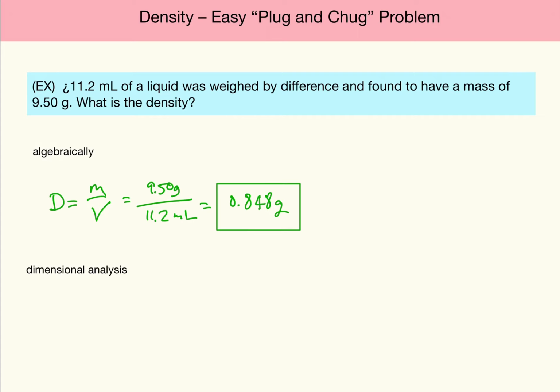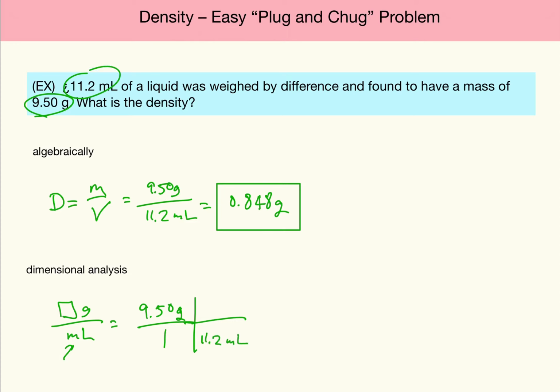Working this out using dimensional analysis, how many grams per milliliter? That translates to what is the density. I need something with a G in the numerator. I see I have 9.50 grams, a given piece of data. And I need something with a milliliter in it. And I do see I have 11.2 milliliters. And using dimensional analysis, you see we have 9.50 divided by 11.2, exactly what we had the other way. And we're going to get exactly the same answer when we divide it out.